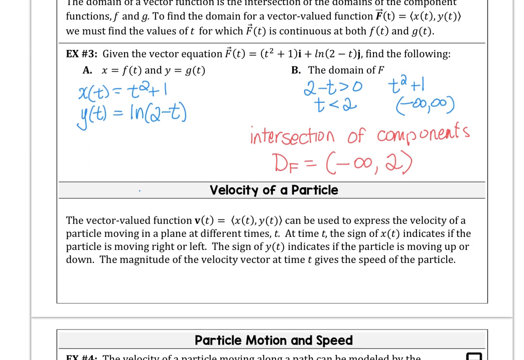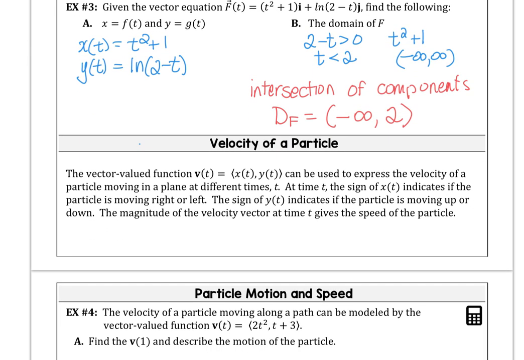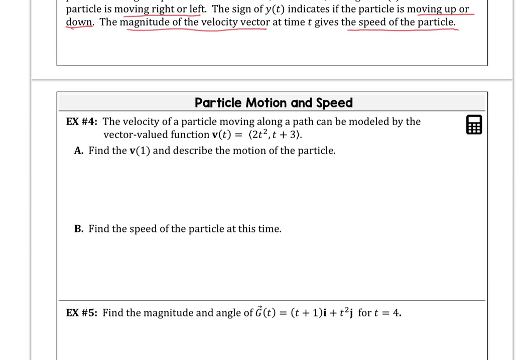We can also use vector valued functions to express the velocity of a particle in a plane at different times t. At time t, the sign of x of t indicates if the particle is moving right or left, and the sign of y of t indicates if the particle is moving up or down. The magnitude of the velocity vector at time t gives us the speed of the particle. The magnitude of the velocity. Let's check that out with this example 4.